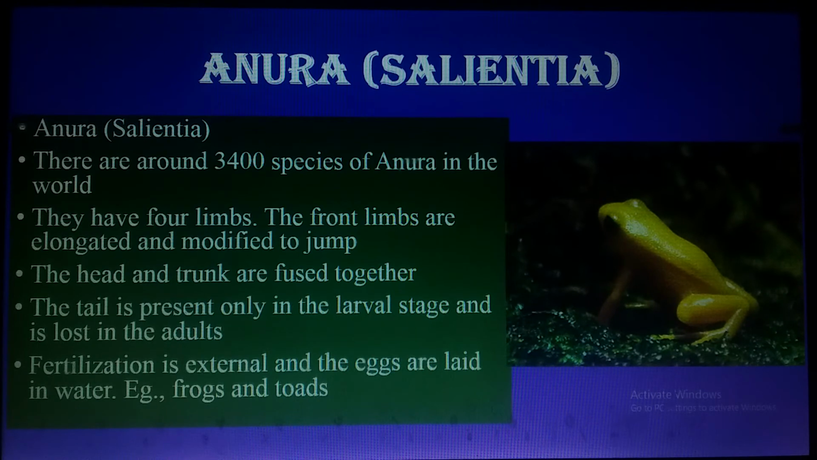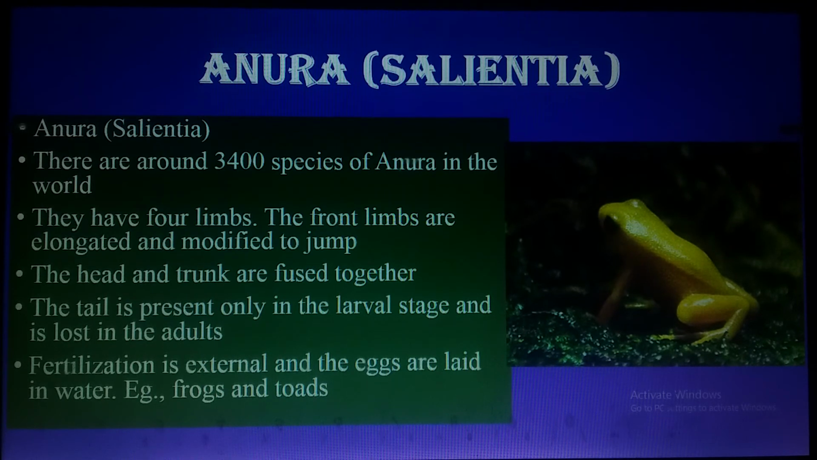Okay, next one is the Anura, Salientia. There are around 3,500 species. How many? 4,000 species of Anura. They have 4 limbs. The front limbs are elongated and modified to jump.